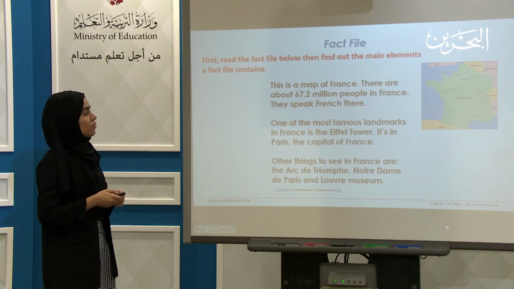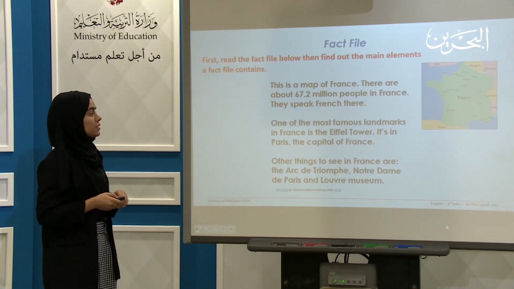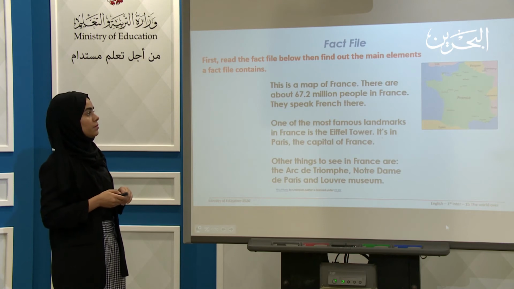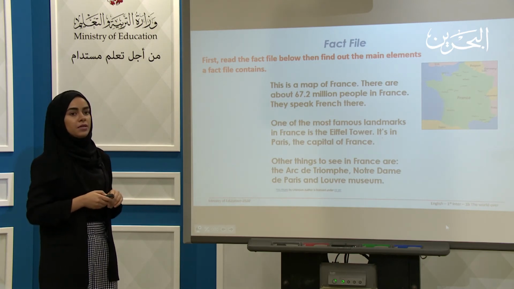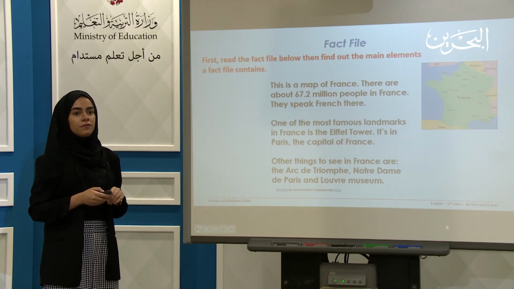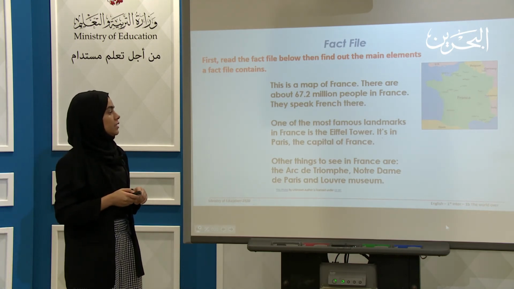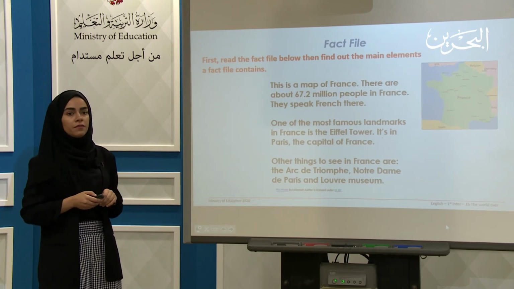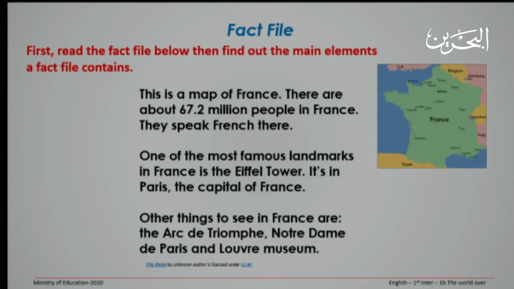This is a map of France. There are about 67.2 million people in France. They speak French there. One of the most famous landmarks in France is the Eiffel Tower. It is in Paris, the capital of France. Other things to see in France are the Arc de Triomphe, Notre Dame de Paris, and the Louvre Museum. Now, let's look at the keywords in each of the paragraphs.